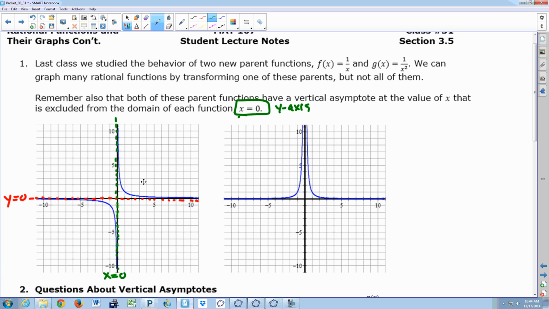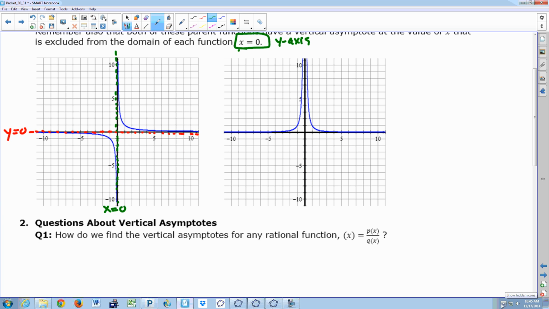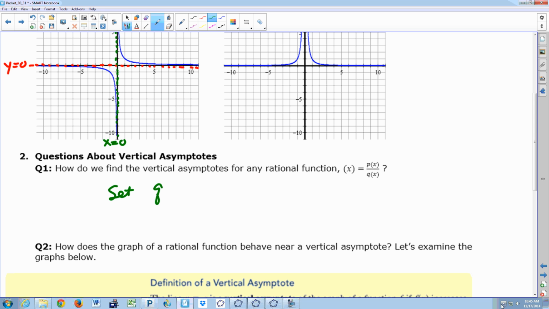Okay, so why is the vertical asymptote for both of these things the y-axis, which is the line x equals 0? Why is that the vertical asymptote? Yeah, Isabel? 0 is the excluded value, and how did you find the excluded value, Isabel? Why is it excluded? Right, so to get your vertical asymptote, you look at what values of the function make your denominator 0. So we set our denominator, which in this case is q of x, equal to 0, and we solve for x. And that's how we find the excluded values or our vertical asymptote.